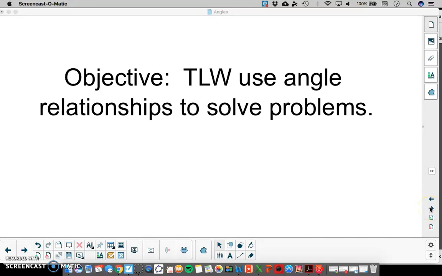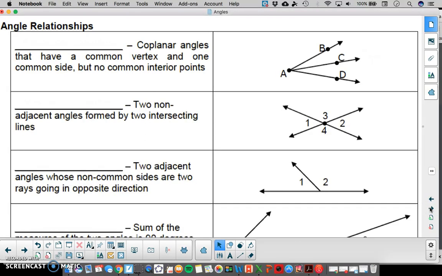In this video, the learner will use angle relationships to solve problems. First, we're going to talk about several angle relationships that we're going to study in this class.